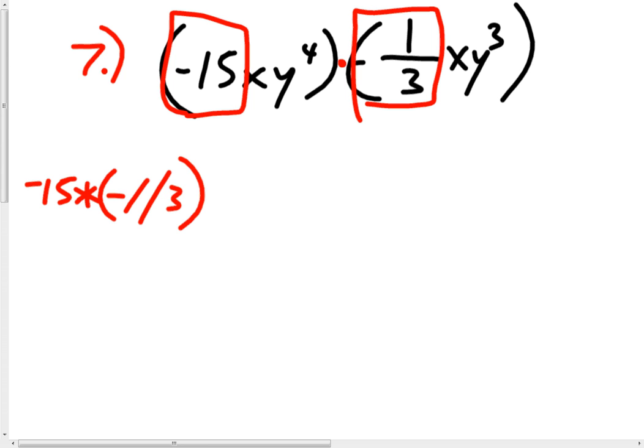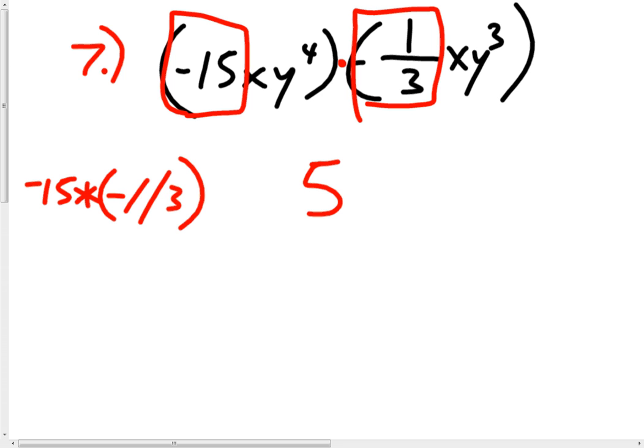What did you get? You should be getting a positive 5. Because what's a negative times a negative? Positive. Alright. Right. This is easy. It doesn't matter what kind of number is there because the calculator is going to handle it for you.